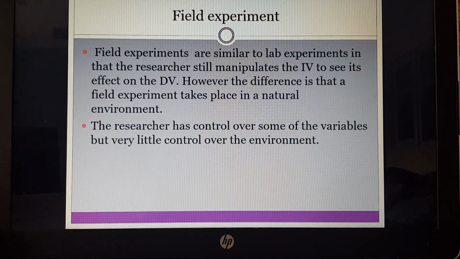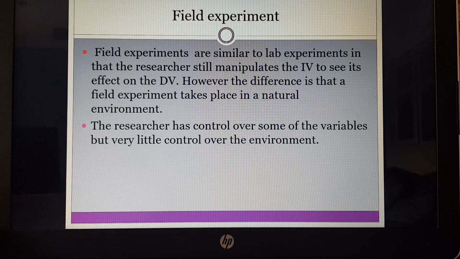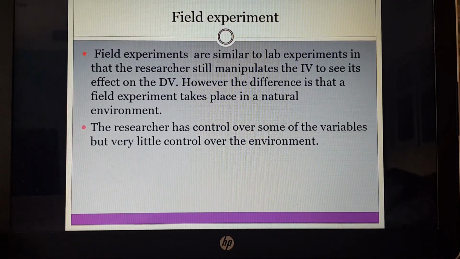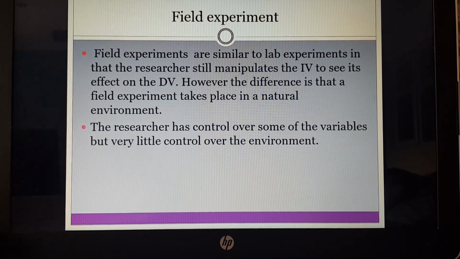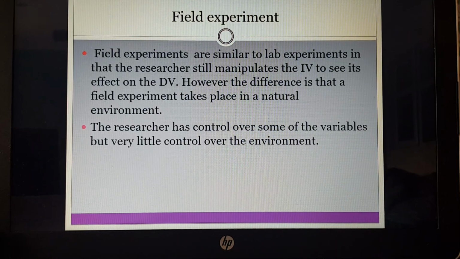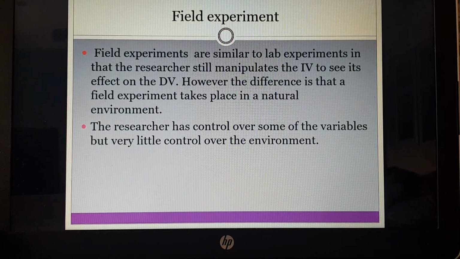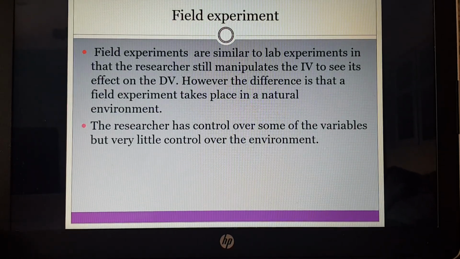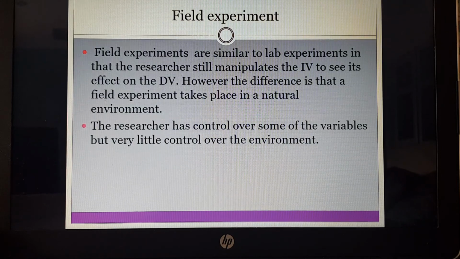Field experiments are very similar to lab experiments. The researcher still obviously manipulates the independent variable to see how it affects the DV. However, the only difference is that field experiments take place in a more natural environment for the participant. So it might be in a school, at a park, in a town centre, or in a shopping centre, somewhere more familiar to the participant.